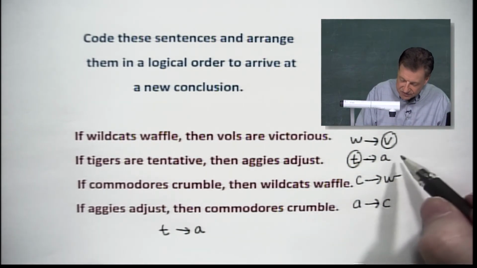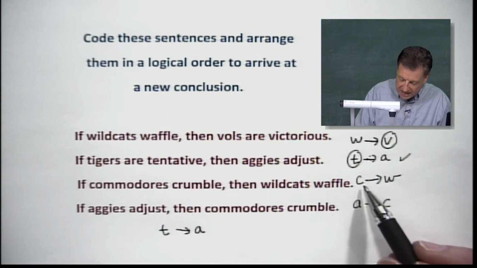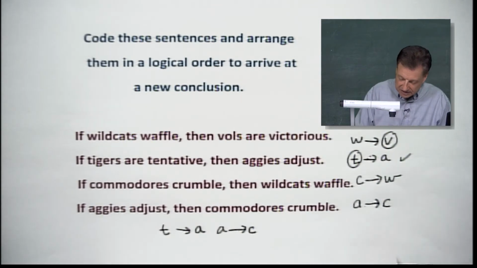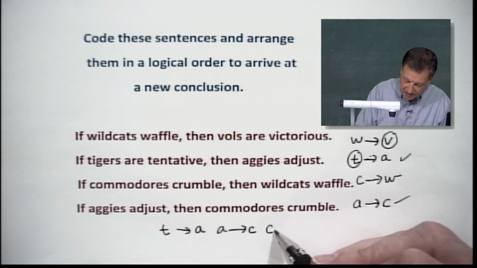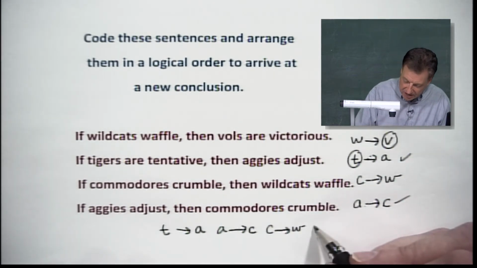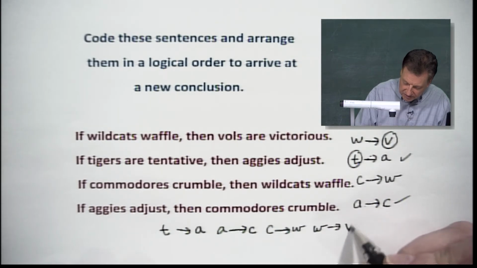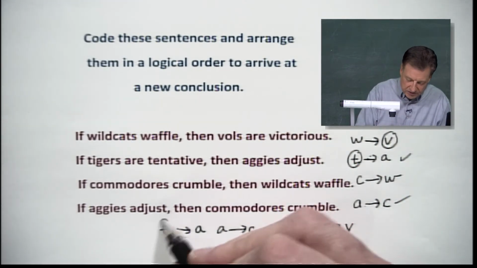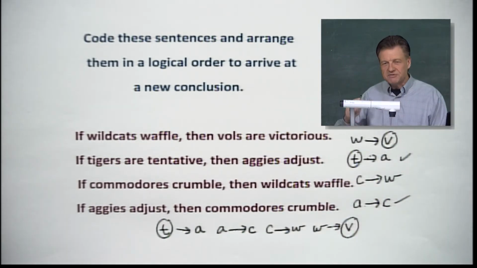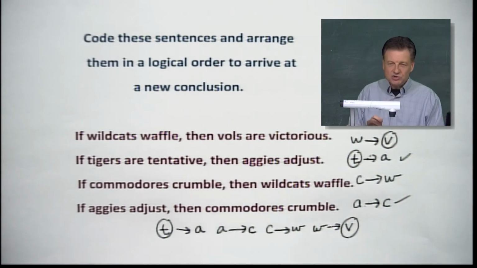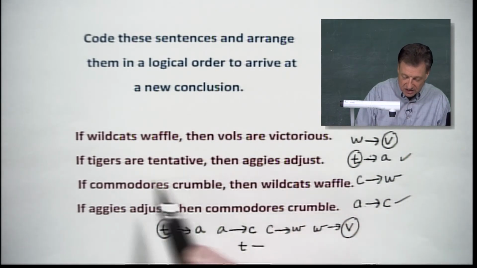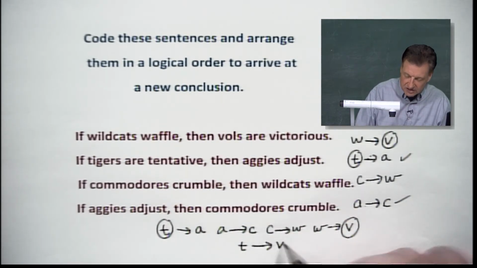So we got T leading to A, so that part is done. We're going to take A picking up, going to C. And that one's done. We'll pick up C heading to the Wildcats. Yeah, they're going to waffle. Go Kentucky. And then W leading to the V. There's your ordering right there. So where do we do? We started with T, the Tigers, tentative. We end up with the Vols being victorious. And we have all the good stuff that goes on in between. What's your final conclusion? T, Tigers, being tentative, lead to victorious Vols.